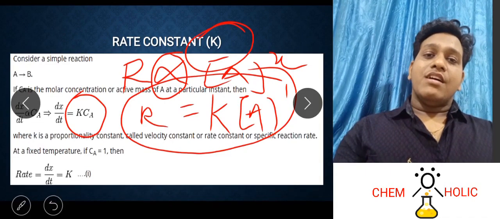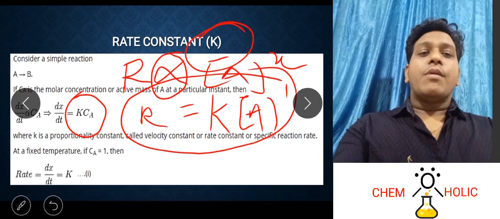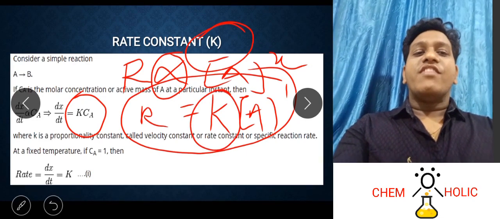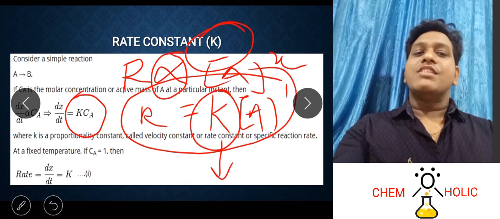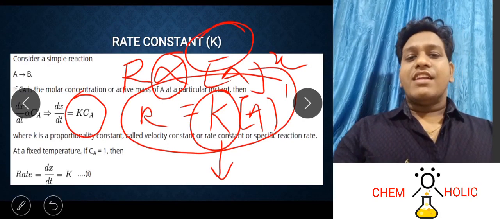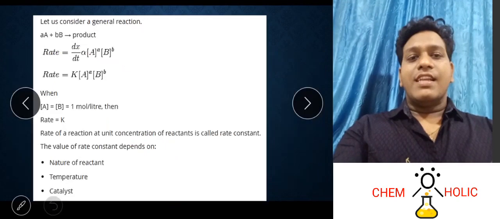So I hope I'm making it clear. The rate constant is nothing but what? It's the proportionality constant of the rate law or rate equation. It's the proportionality constant of what? The rate law or rate equation. So the rate constant, I hope it is clear.